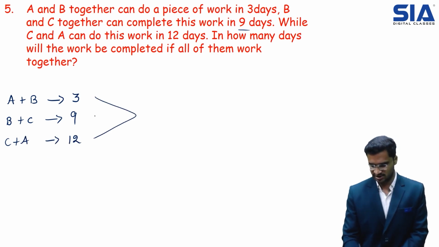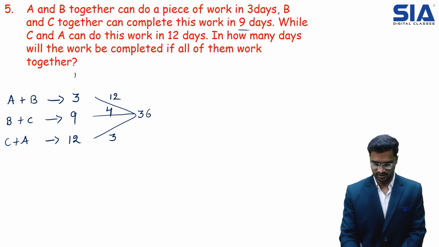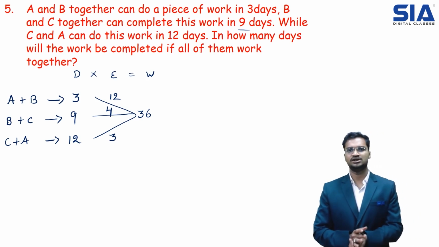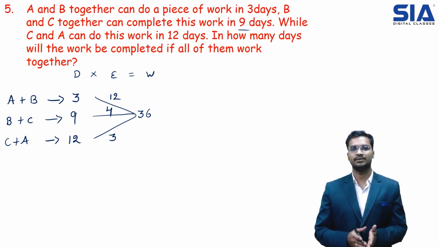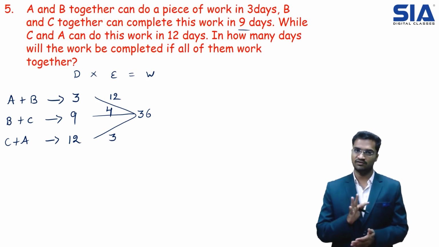So let us take the LCM of these values, which is 36. 12 threes are 36. Okay. 4 nines are 36 and 12 threes are 36. Days, efficiencies and work. Days multiplied by efficiency is equal to work. Now in this question, in how many days will the work be completed if all of them are working? Now A, B, C, all three of them should work.